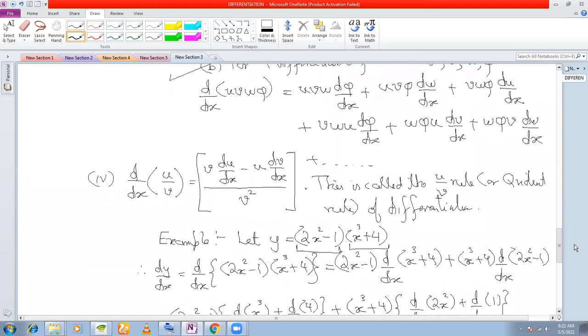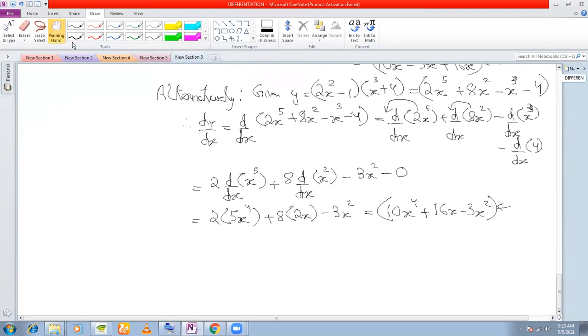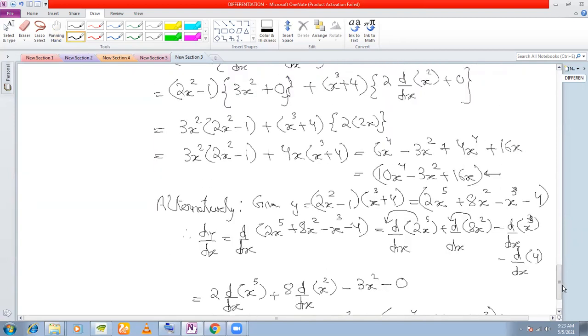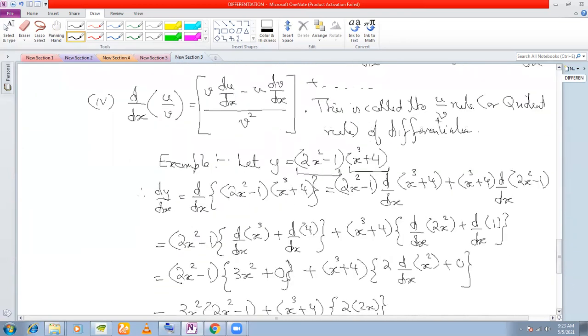Okay, we'll see one demonstration of the U by V rule also, and we'll take something that is very simple. And one more rule is left for you. But we'll just see one demonstration of the U by V rule. This is example number A, and we'll take example number B now.